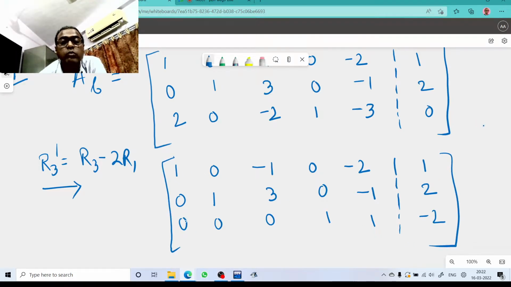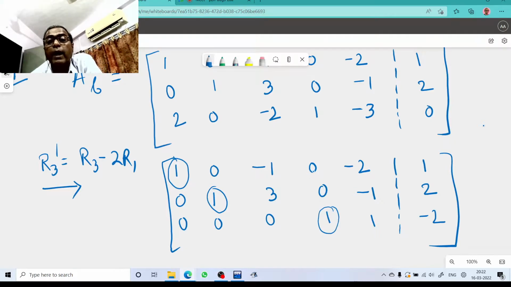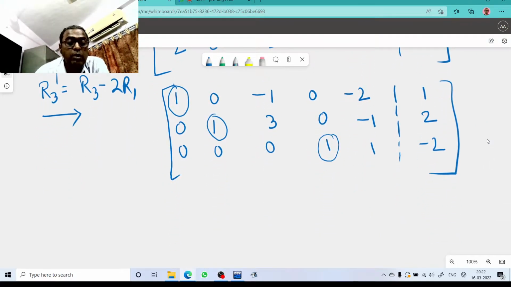The first column is 1, 0, 0, the second column is 0, 1, 0, and the third column is minus 1, 3, 0. This is the leading one, this is the leading one, and the second leading one is in the second column, and other elements are 0. The third leading one is this, and in that column other elements are 0. So the last matrix is in row reduced echelon form.